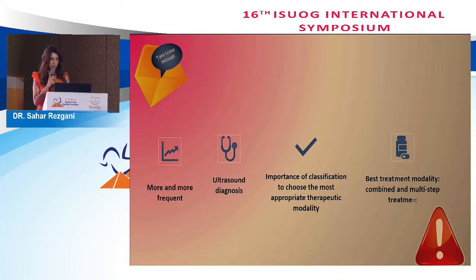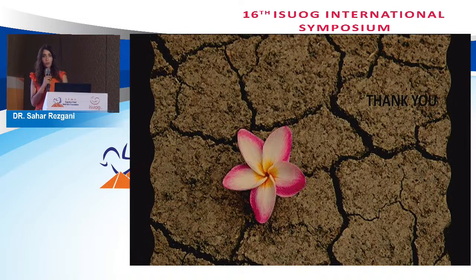So, the take-home message: pregnancy on the scar is more and more frequent. The diagnosis is made by ultrasound. The importance of classification is to choose the most appropriate therapeutic modality, and the best treatment is a combined and multi-step treatment. Thank you for your attention.